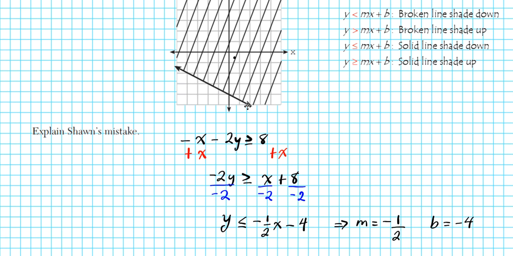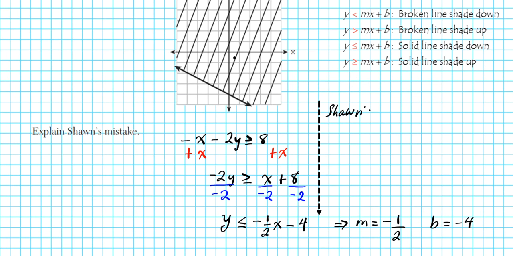So we can see that the line is correct, it is a solid line, but we have a less than inequality. What does a less than inequality mean? That means that you have to shade below the line. But what did Sean do? He shaded above. It appears as though he forgot to switch the inequality when he divided the inequality by a negative number. Alright? So let's go ahead and write down what Sean's mistake is.